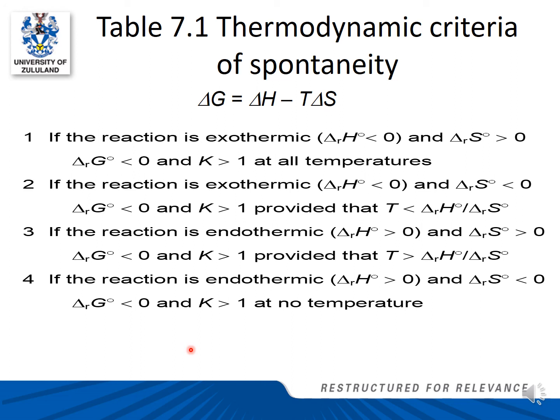If the reaction is exothermic and the entropy is less than 0, remember for the previous statement, we are saying that the entropy is greater than 0, whereas here the entropy is less than 0. It means that delta G is less than 0 and K is greater than 1, provided that temperature is less than the change in enthalpy divided by the change in entropy. The others, ladies and gentlemen, you can look at them, and also do consult your textbook, because this is just a summary.